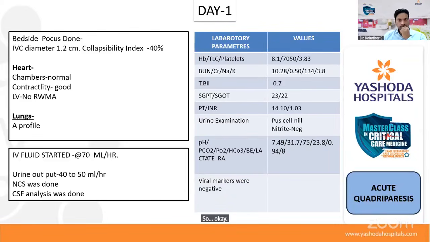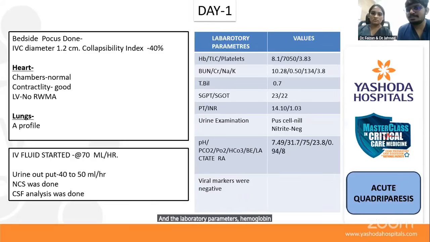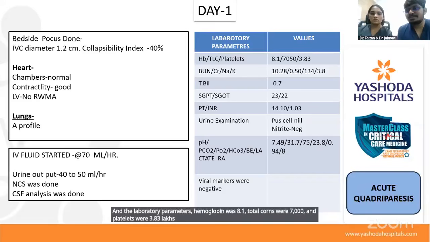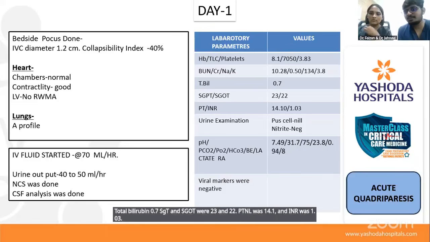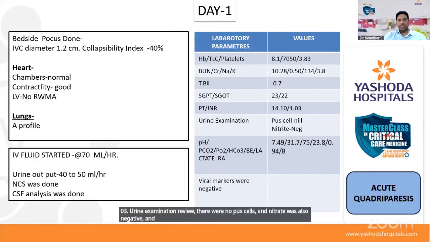Yes, sir. And laboratory parameters: hemoglobin was 8.1, total counts were 7,000, and platelets were 3.83 lakhs. Blood urea nitrogen was 10.28, creatinine was 0.5, sodium was 134, and potassium was 3.8. Total bilirubin 0.7, SGPT and SGOT were 23 and 22. PT was 14.1, and INR was 1.03. Urine examination revealed there were no pus cells, and nitrite was also negative. So you told all these investigations, na?